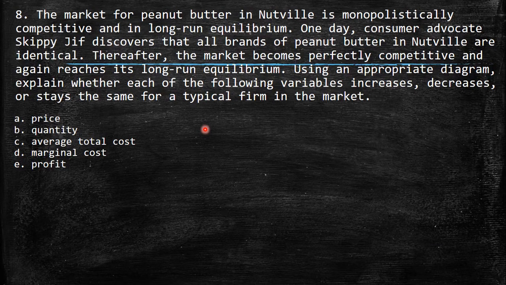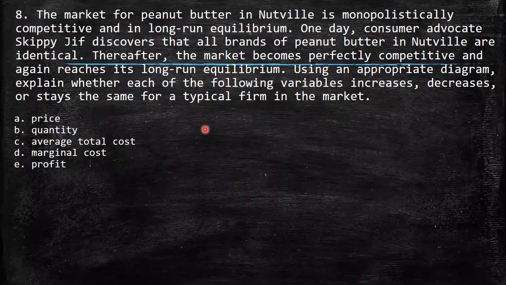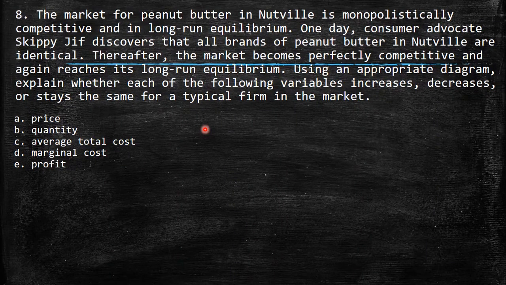What is the difference? The long run equilibrium profit should be zero again, but they don't have any influence on the price. Okay, we will discuss it.